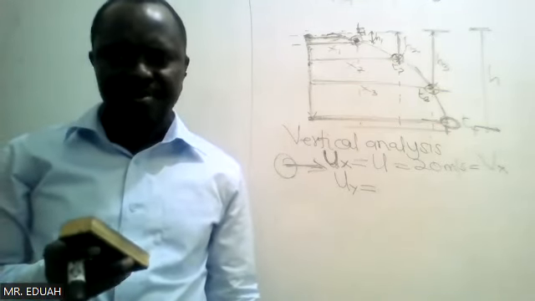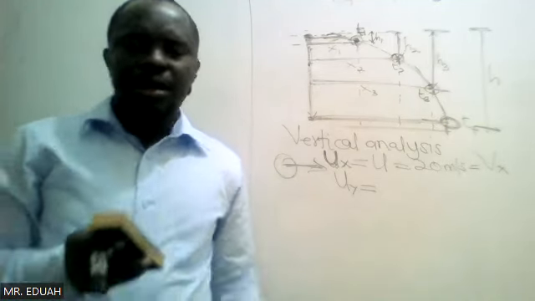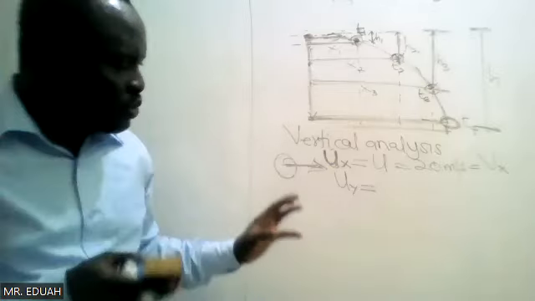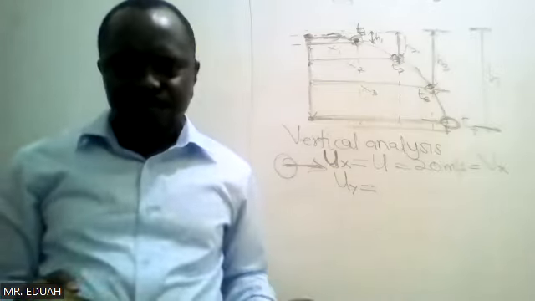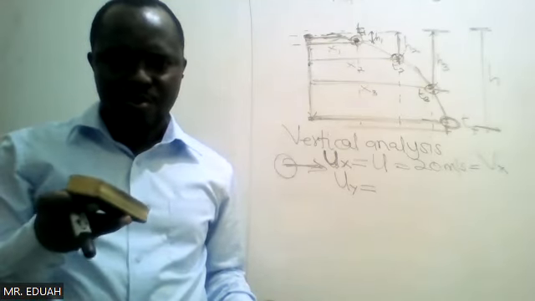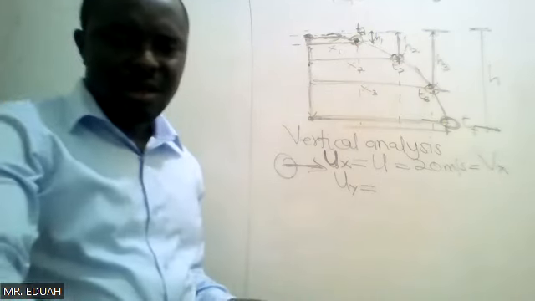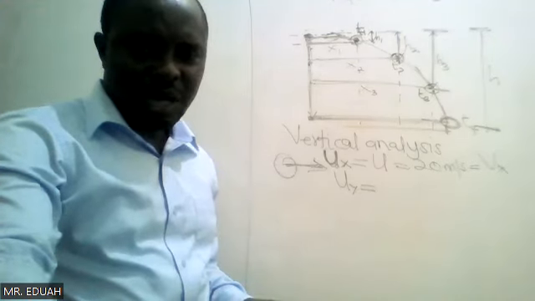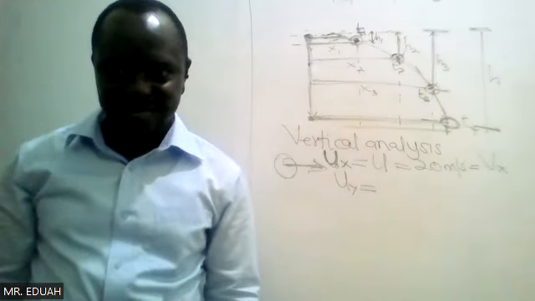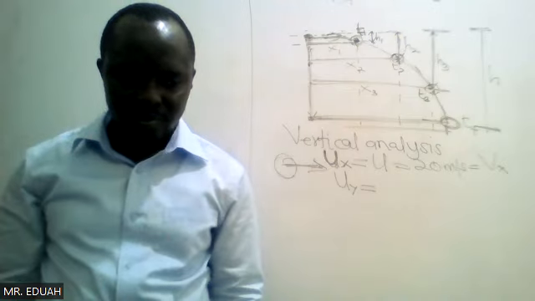Yes, can somebody help? I'm waiting. Okay, 20 meters per second, initial vertical velocity. Victoria, please. I feel like it will change because it will be influenced by gravity or something.